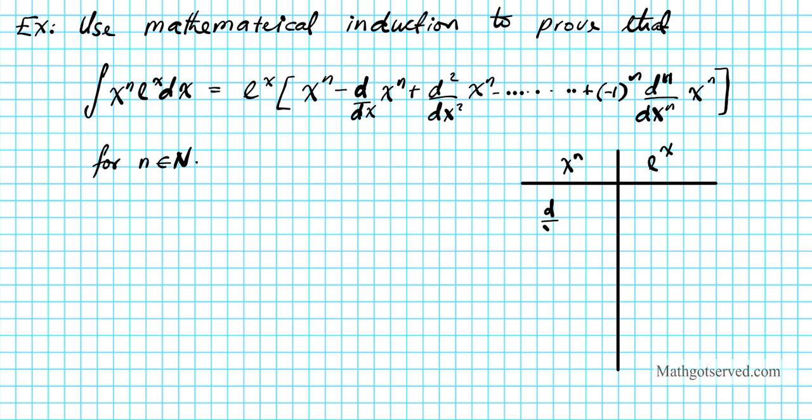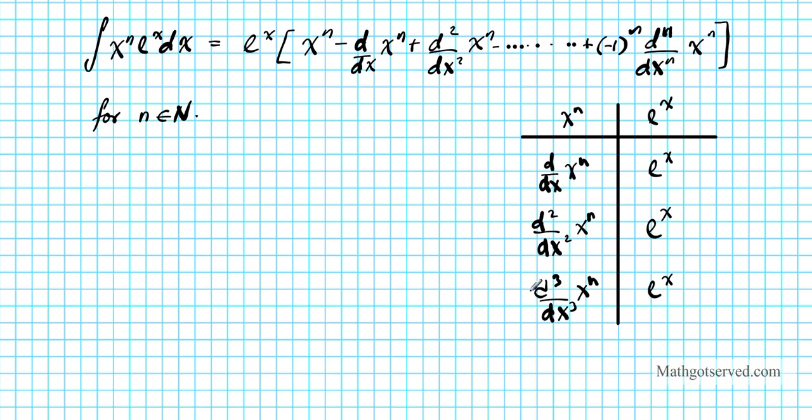I'm going to have d dx of x to the n. When I integrate this, it's just e to the x. If I differentiate it again, I'm going to have the second derivative of x to the n, and here it's still e to the x. And I differentiate this again, I'll have the third derivative of x to the n, and this still stays the same, e to the x. I'm going to keep going until this n matches with that, in which case we're going to have a constant, and the next derivative after that will be 0.